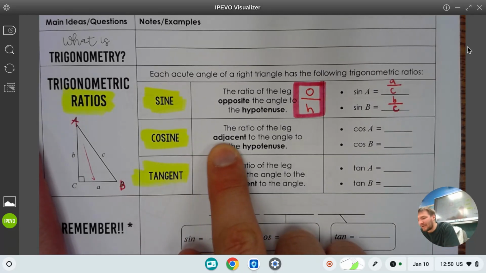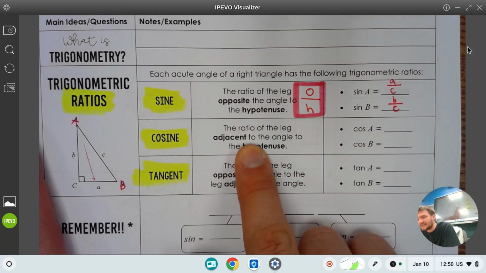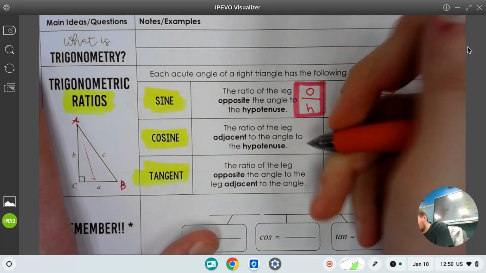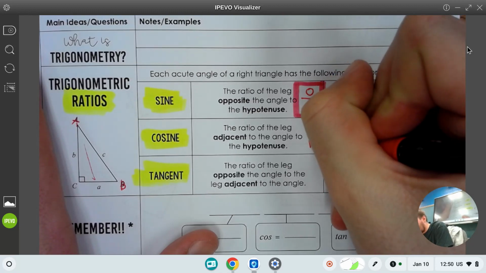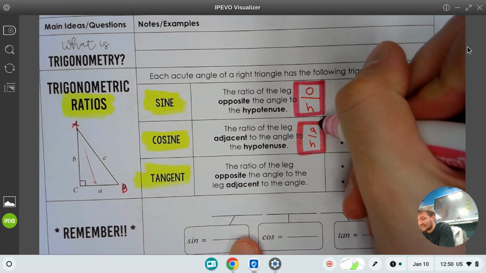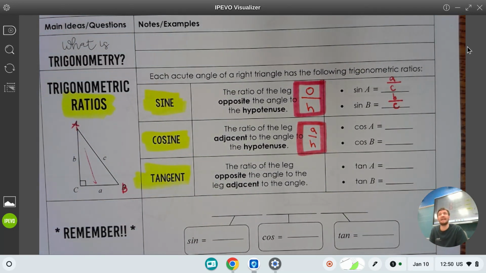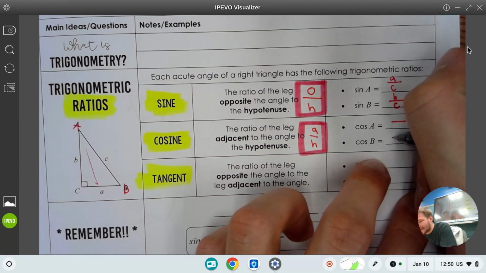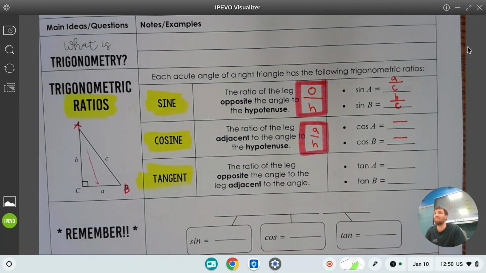Cosine is the ratio of the leg adjacent to the angle and the hypotenuse. So cosine is A divided by H. Now, that is not rocket science. Instead of using the O, you just use the A. Not that tough. If you can identify the O's and the A's, you can handle this. Both of them are going to be fractions, and both of them have the H on the bottom, which is also very easy. Which letter is the H?